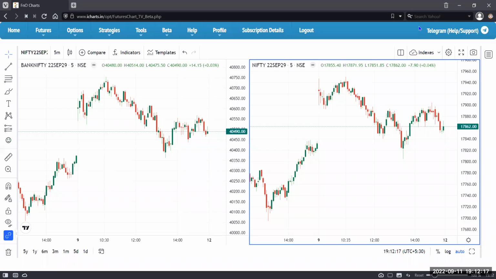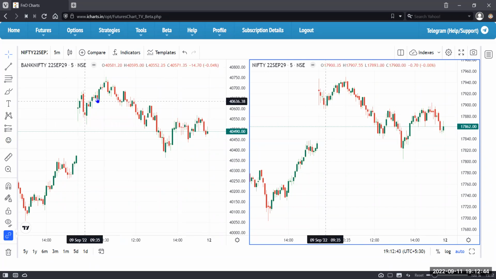Yeah, the first request was to begin with FNO charts and the various tools that we have in this chart. So I'll start off here. Now here, these are TradingView based charts. So functionality-wise, I would say almost 80% of the functionality will be common with the TradingView website.